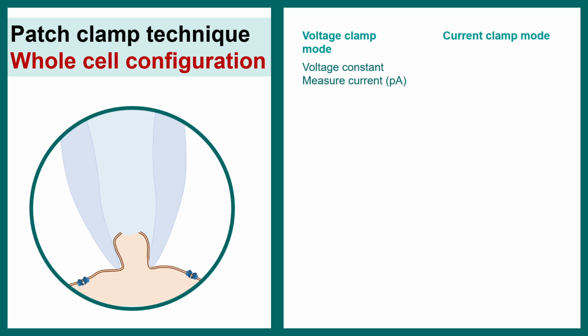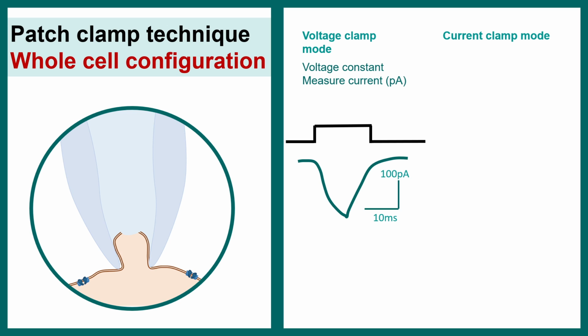So whenever we say voltage clamp or current clamp, that means that particular parameter is constant. For example, in voltage clamp, voltage is constant. In current clamp, current is constant. Now in the voltage clamp method, we give a brief stimulus. So obviously we should record the current, and here the current is measured in picoamperes.